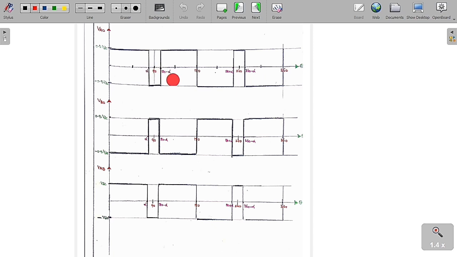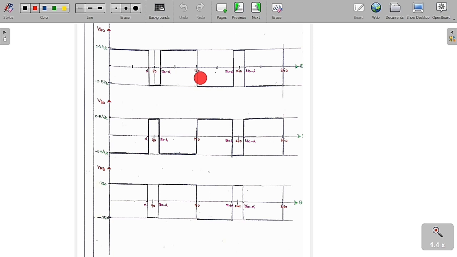Similarly, from alpha to 180 minus alpha, I am going to switch on switch 3 and switch 4. So VA0 is equal to minus 0.5 VDC and VB0 is equal to plus 0.5 VDC. So VAB is equal to VA0 minus VB0, so we are going to get minus VDC. Similarly, from 180 minus alpha to 180, I am going to switch on switch 1 and switch 2 again. Then VA0 is equal to plus 0.5 VDC, VB0 is equal to minus 0.5 VDC. So VAB is equal to plus VDC.